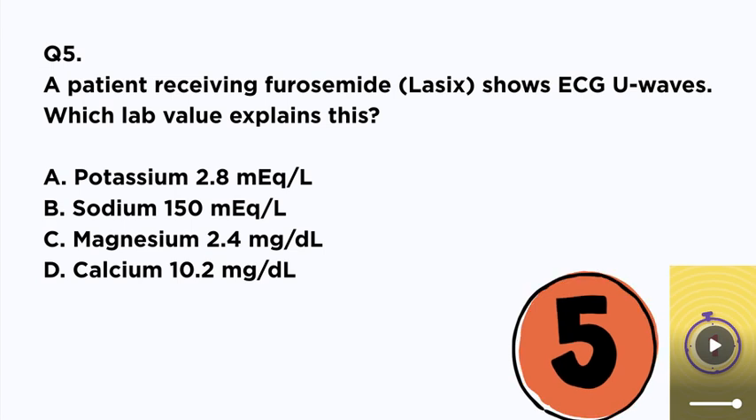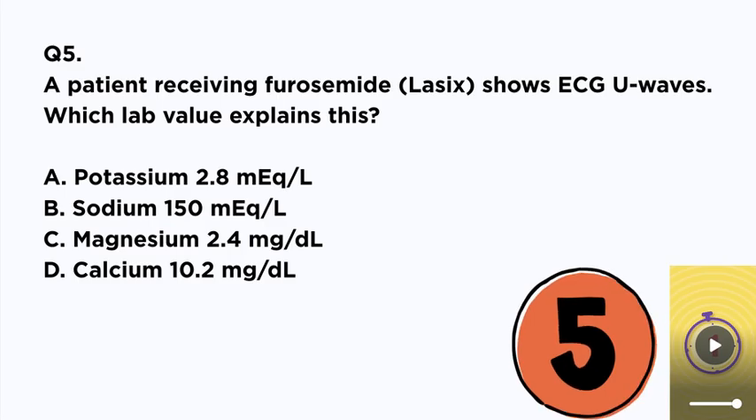Okay, so letter A is the correct answer. Low potassium causes U waves on ECG. Diuretics such as furosemide increase potassium loss, which leads to this change.